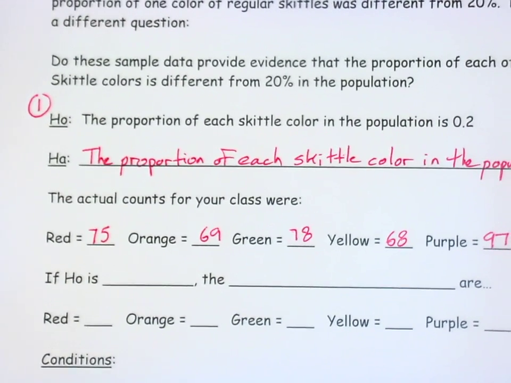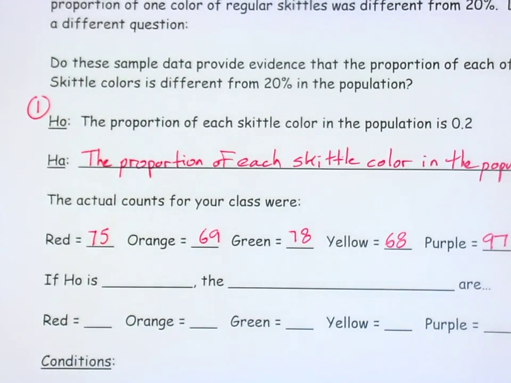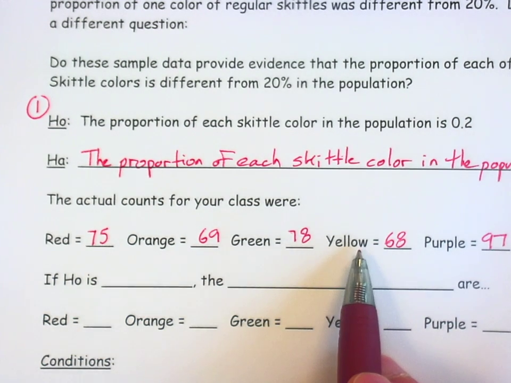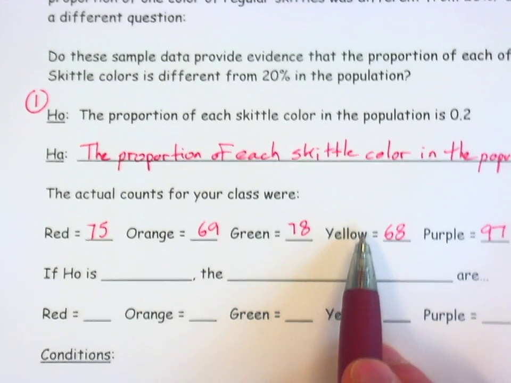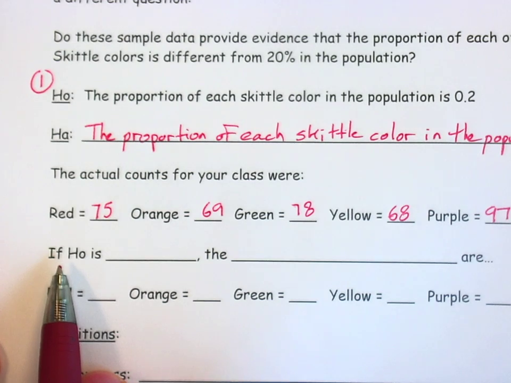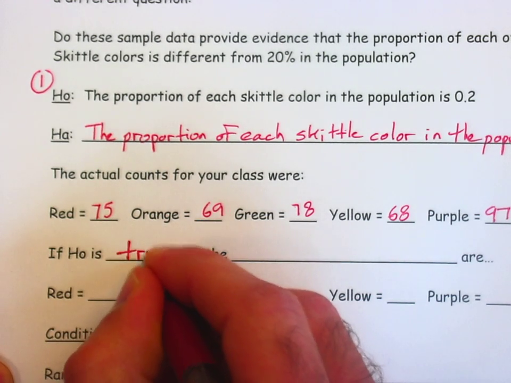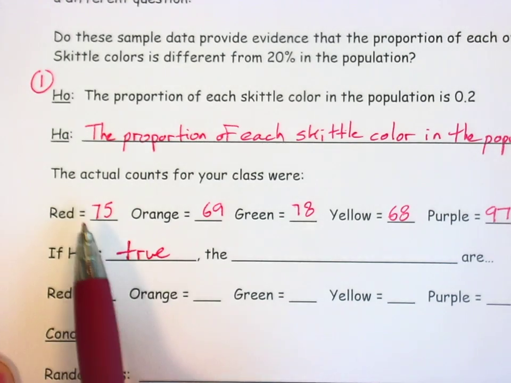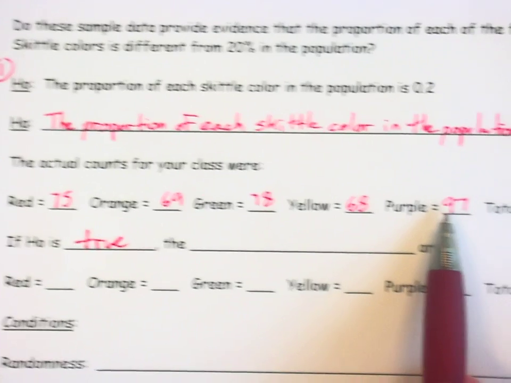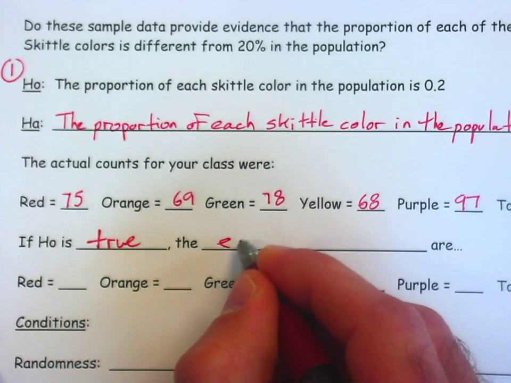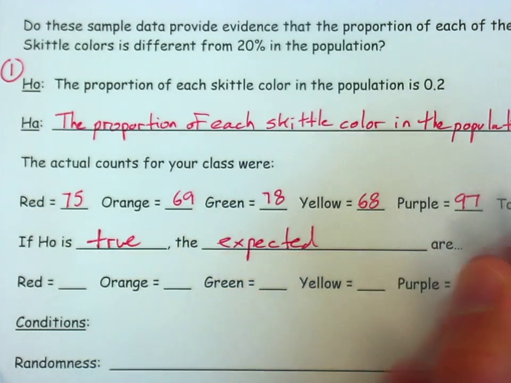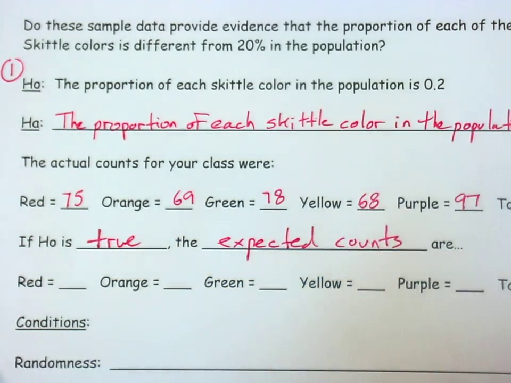Remember, in a statistical test, we are ultimately going to create a p-value, and our goal is to decide, are our sample data, are our actual counts, are these counts unusual? Are they special, if the null hypothesis is true? So if the null hypothesis is true, we need to figure out what we would expect to get. This is what we actually got in our bag of Skittles. What would we expect to get if the null hypothesis is true? The expected counts, well, what would those be?